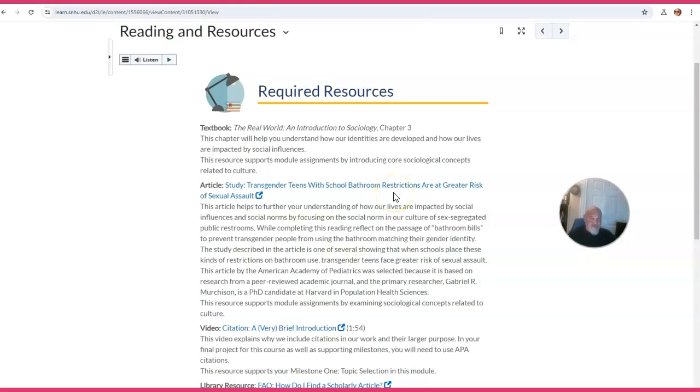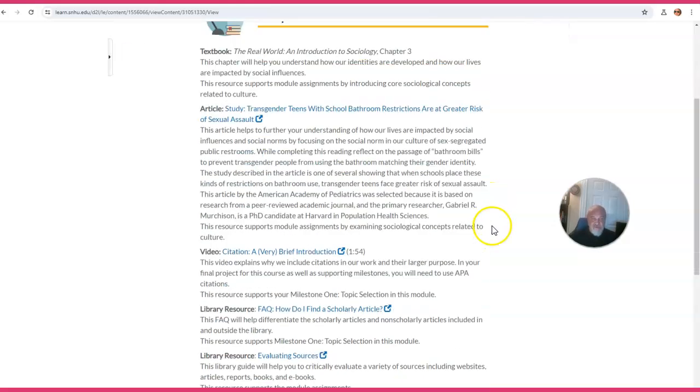For this module, you're going to need to read in the Introduction to Sociology, Chapter 3, from the Real World. It will talk about identity of foundation. There is an article on transgender teens. This transphobia is sweeping the country. There are many state legislatures that are enacting rules. And again, transgender teens in school bathroom restrictions are at greater risk of sexual assault.